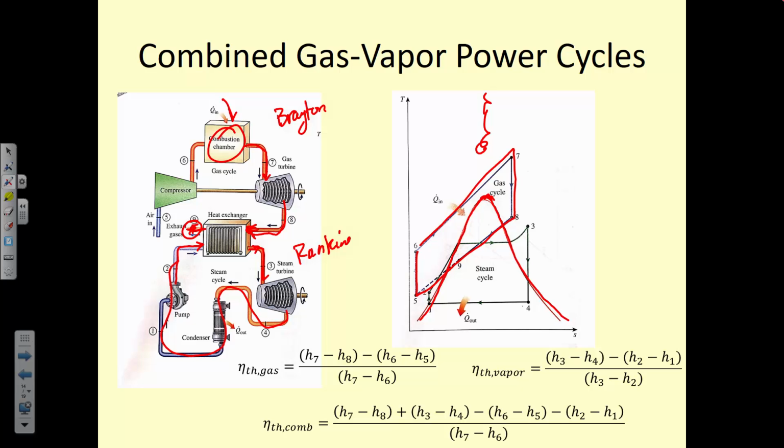So what's really nice about this is that you can see that the enclosed area for both of these cycles combined gives us a very large network output for the same heat input.